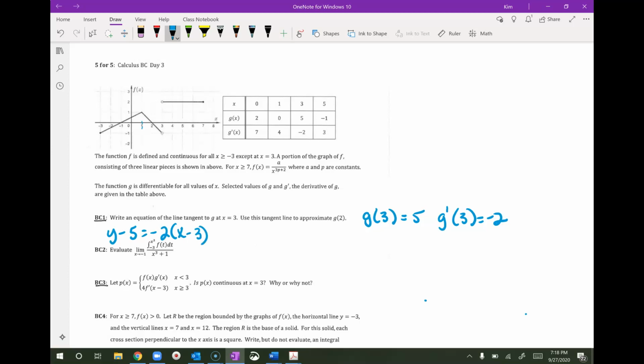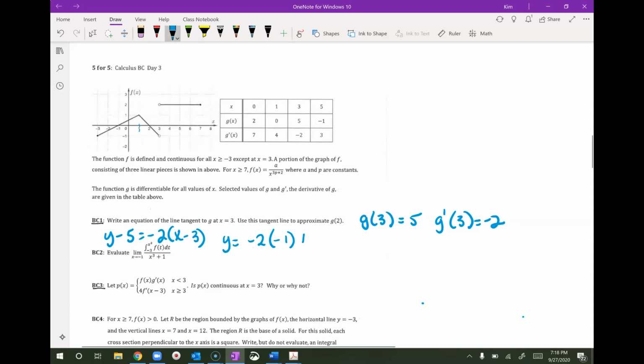Using this to approximate 2, we get y equals negative 2. Plugging in 2, we get negative 1 plus 5 equals 7. So g of 2 is approximately 7. My question would be, is there enough information here for us to be able to tell whether that is an over or under approximation? And because we don't have any information on g double prime, we would say no.